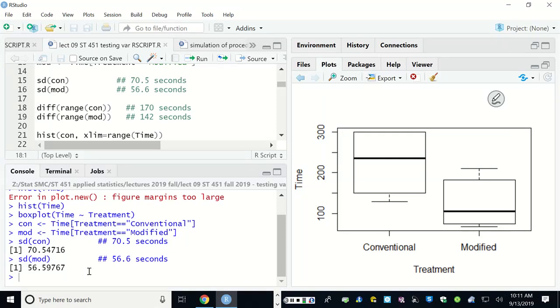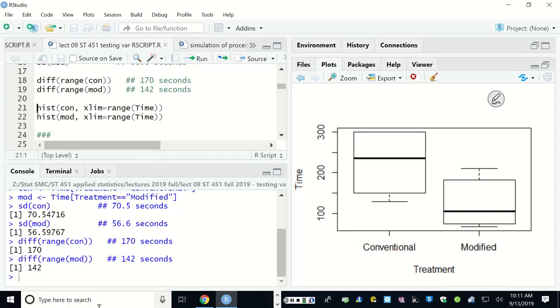You could also look at just, thinking about statistics, certainly the sample standard deviations are relevant. The difference in ranges, if there were big outliers: the range command gives the minimum and maximum, and diff just takes the difference in there. And so one's a little bit bigger than the other. Right?